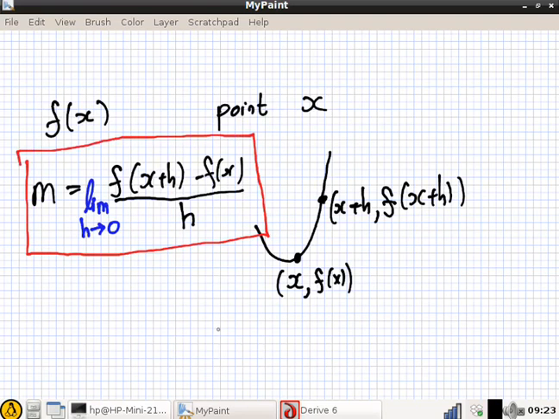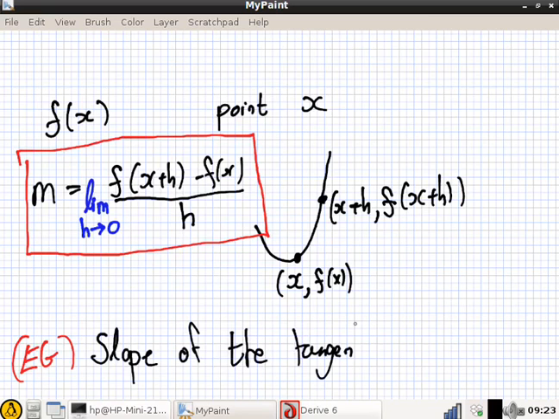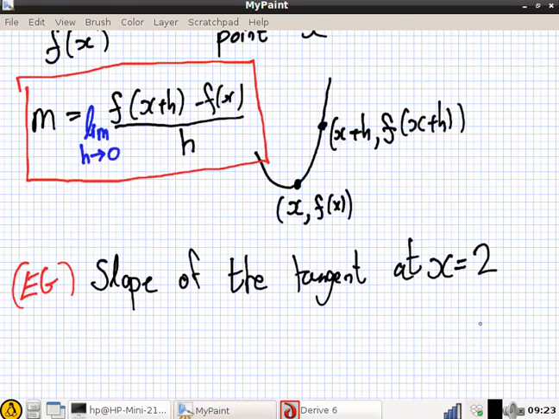So let's do our first example of using this formula. The slope of the tangent at x equals 2 on x squared as an example. So we want to find the slope of the tangent here. So let's go through the process. Okay, can I scroll down?